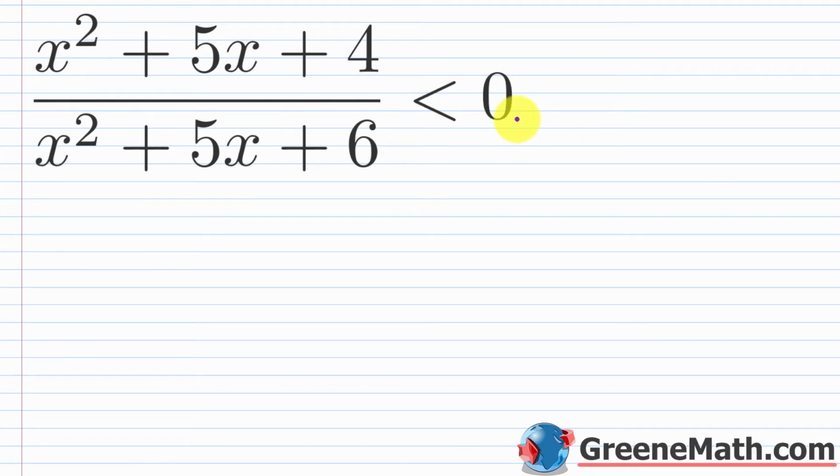So I'm going to factor this. In the numerator, I need two integers whose sum is 5 and whose product is 4. So that's going to be 4 and 1. So let's say this is x plus 4, this quantity, times the quantity x plus 1.